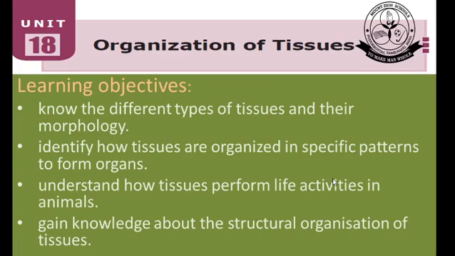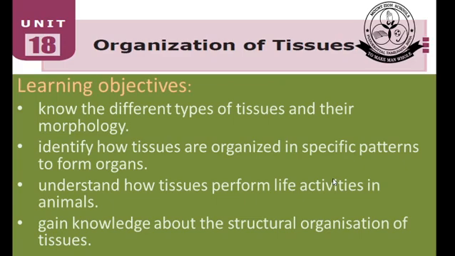The learning objectives of this lesson are to know the different types of tissues and their morphology. Morphology means studying about the external structure, and you will be able to identify how tissues are organized in specific patterns to form organs. So literally we know the group of cells form the tissues and the group of tissues form a particular organ. You will be able to understand how tissues perform life activities in animals, and also gain knowledge about the structural organization of tissues.